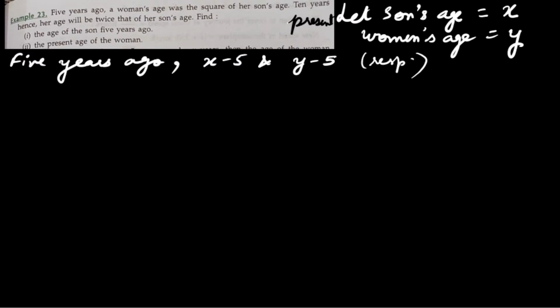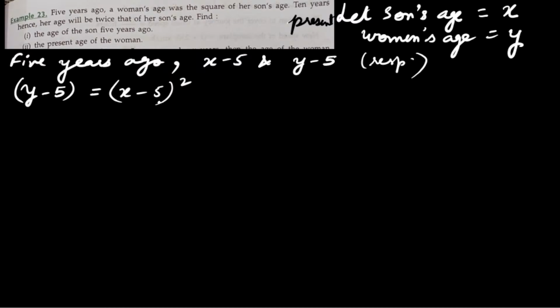So y is equal to y minus 5. This is the woman's age. It was what? It was the square of the son's age. So the son's age, how much was it? X minus 5 whole square. So 5 years ago, the woman's age is equal to the square of the son's age.